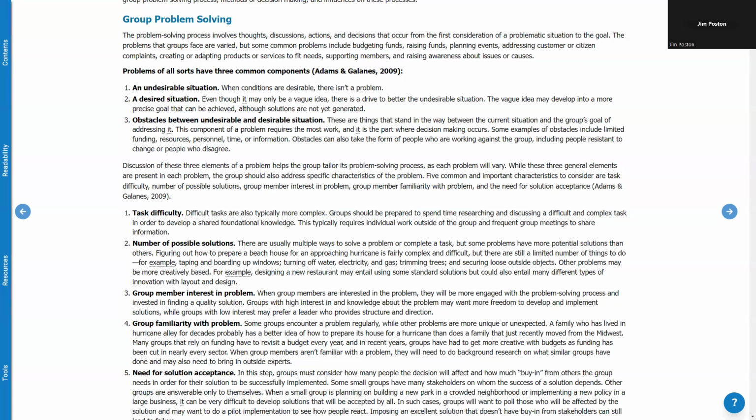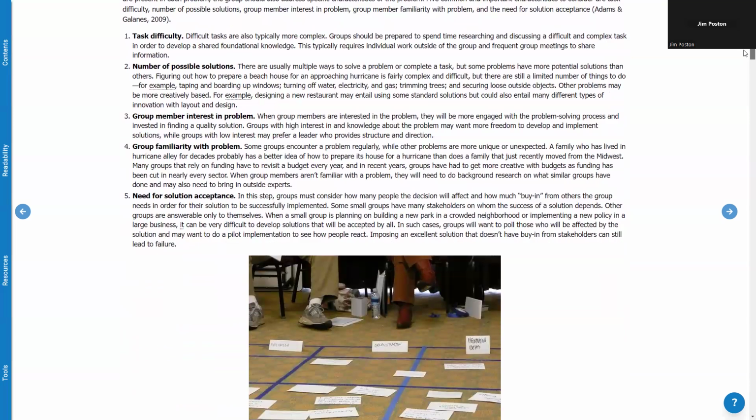Number 1, task difficulty. Difficult tasks are also typically more complex. Groups should be prepared to spend time researching and discussing a difficult and complex task in order to develop a shared foundational knowledge. This typically requires individual work outside the group and frequent group meetings to share information.